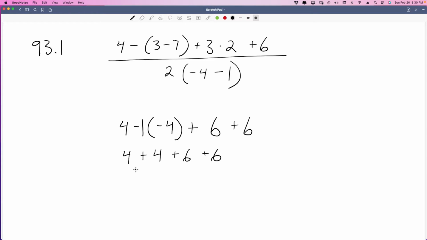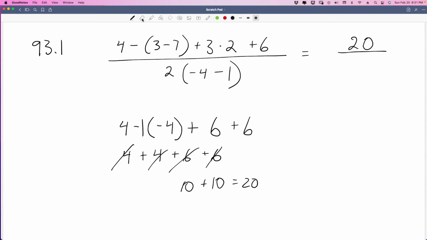So if we use our associative property, we can group the 6's and the 4's together because we know that 6 and 4 is 10. So if we take this 4 and this 6 and make 10, and this 4 and this 6 and make 10, we know that we have 20. So we can say that the numerator is equal to 20.